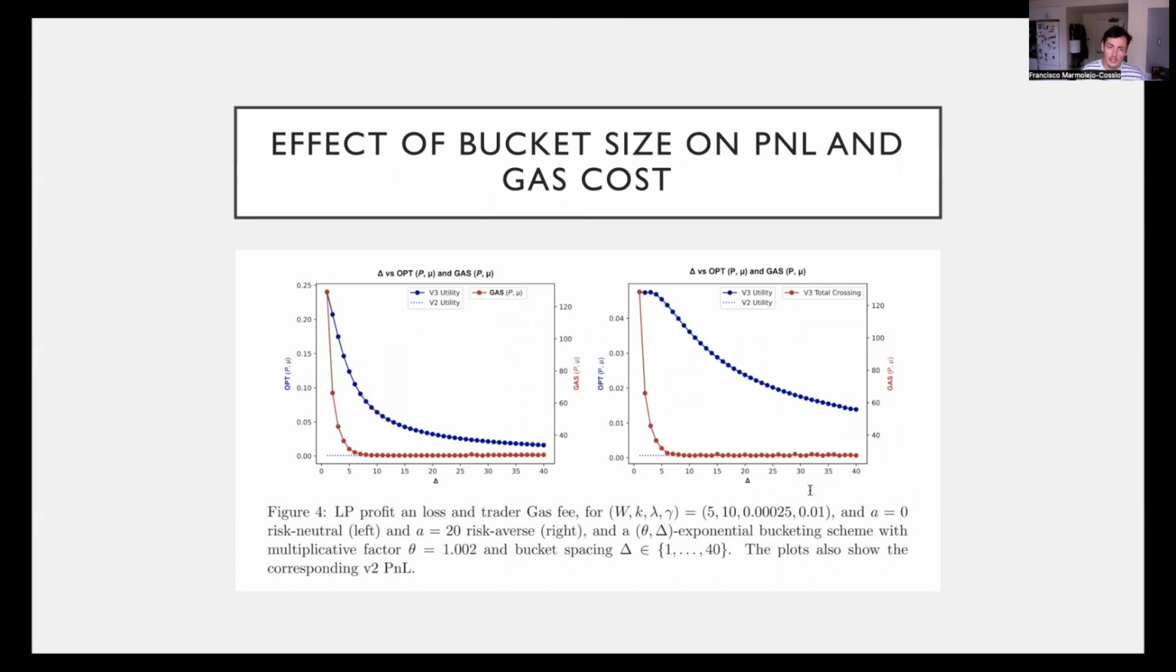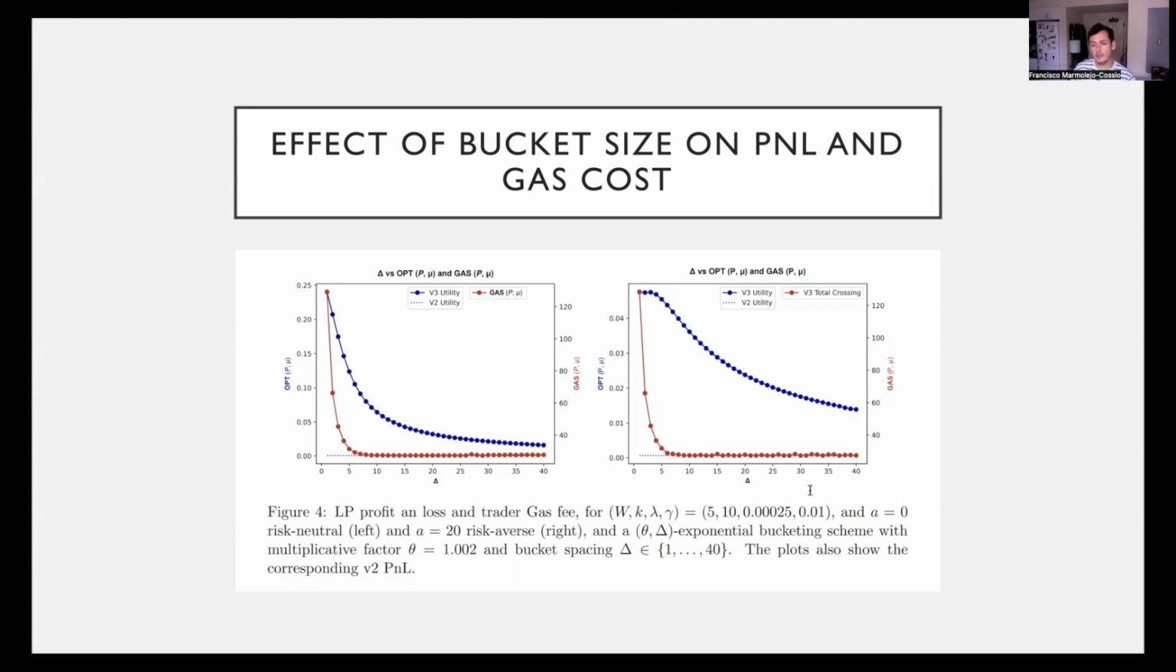In both of these graphs, the capital delta on the x-axis is tick spacing. Remember, larger tick spacing means a coarser partition. In the limit, this becomes V2, and smaller ones are very fine partitions. Both graphs show, in blue, the profit and loss, the utility that liquidity providers get under an optimal allocation, and the red lines represent the number of crossings that happen in expectation.